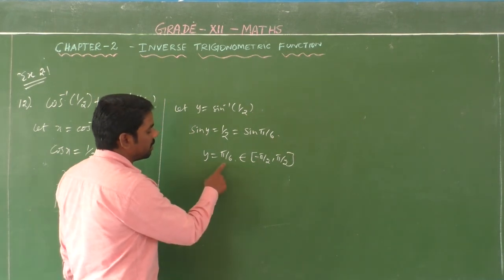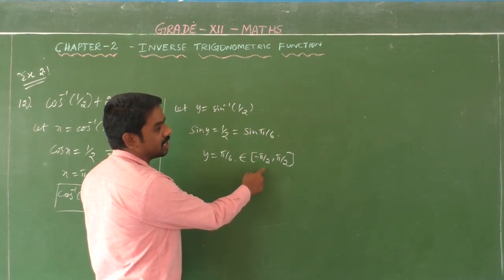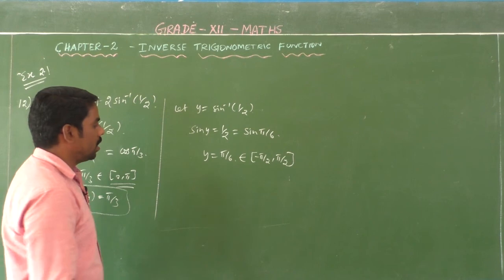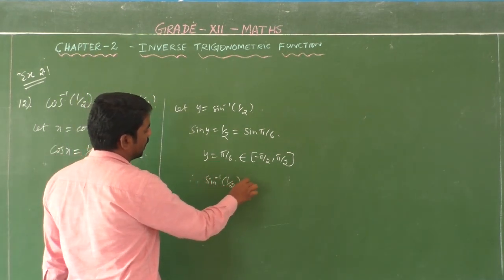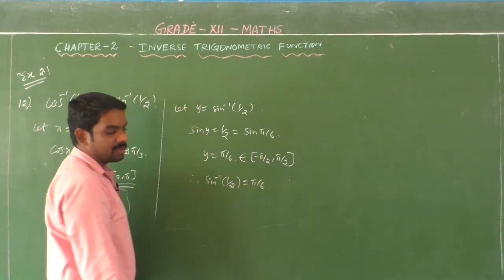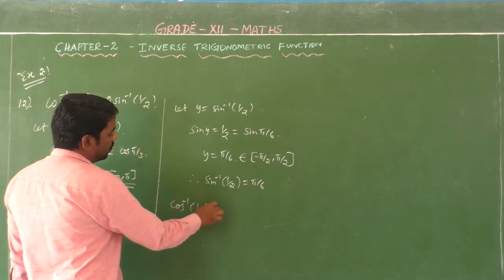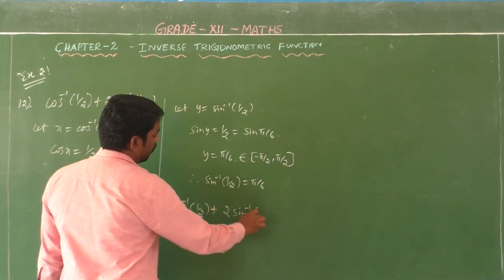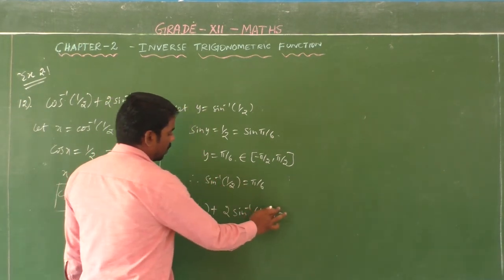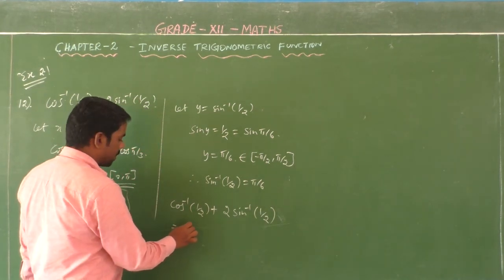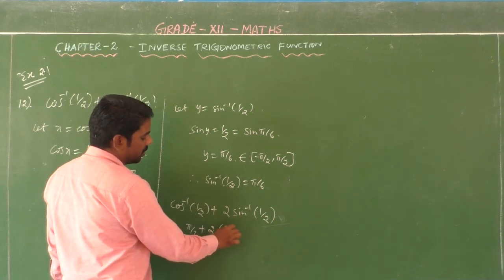Pi by 6, that is 30 degrees, belongs to the closed interval of minus pi by 2 comma plus pi by 2. Therefore sin inverse of 1 by 2 is equal to pi by 6. So the required answer, cos inverse of 1 by 2 plus 2 sin inverse of 1 by 2, is equal to pi by 3 plus 2 into pi by 6.